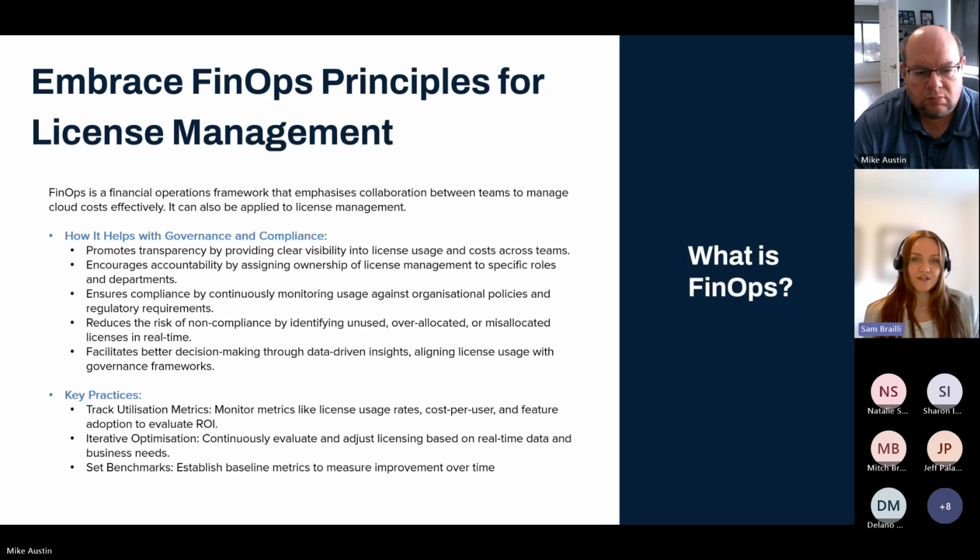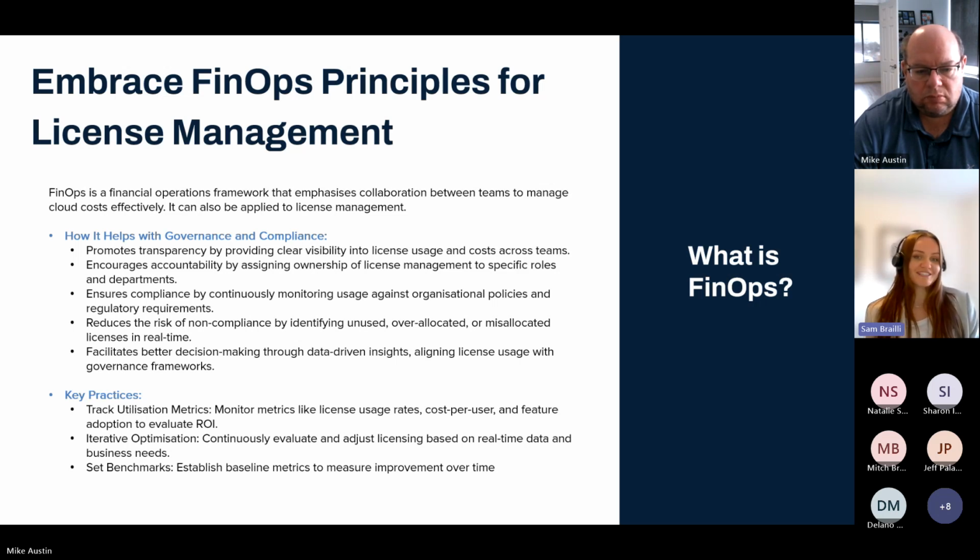So at its core, FinOps fosters collaboration across teams to manage costs more effectively and align resources with business goals. So how does FinOps then help us improve governance and compliance in license management? First and foremost, it helps us promote transparency. FinOps gives us clear visibility into license usage and costs, making this information accessible across teams so that everyone can see how resources are being used and where inefficiencies might exist.